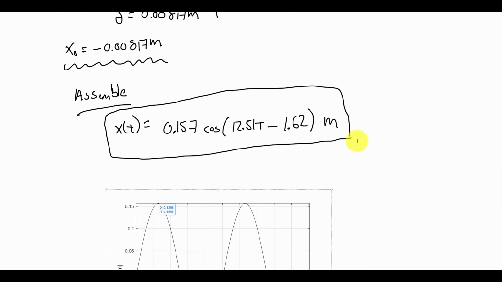Again, we've defined our system as the anvil-hammer system, and the timer is beginning the moment they impact, the moment that they stick together.